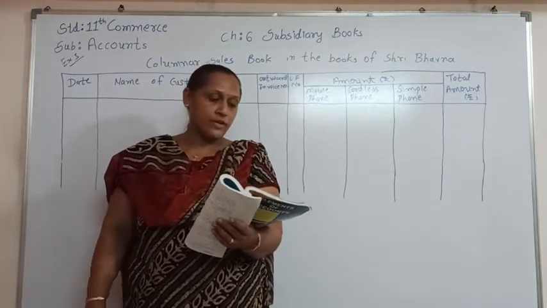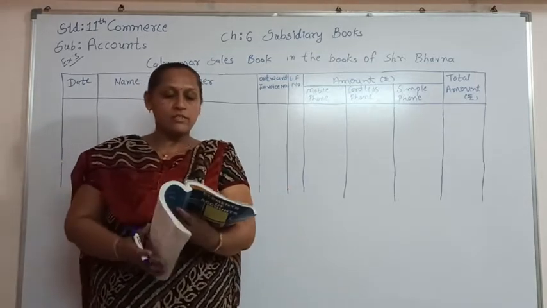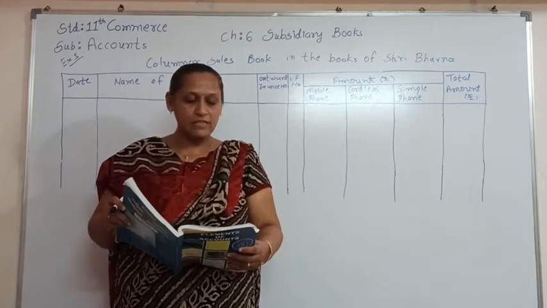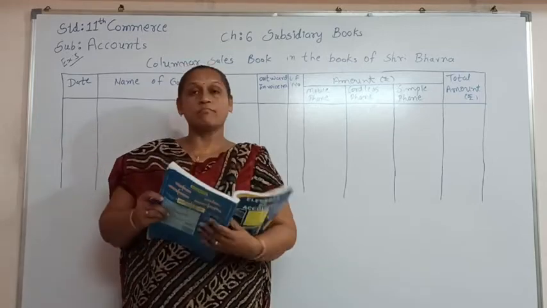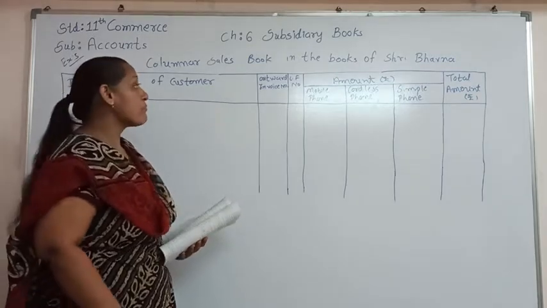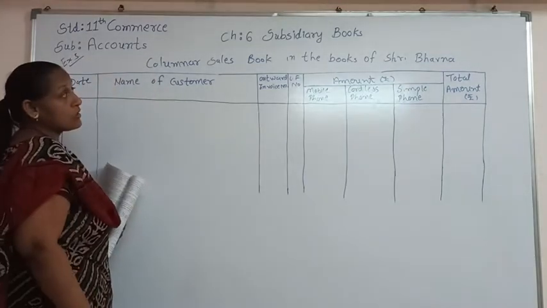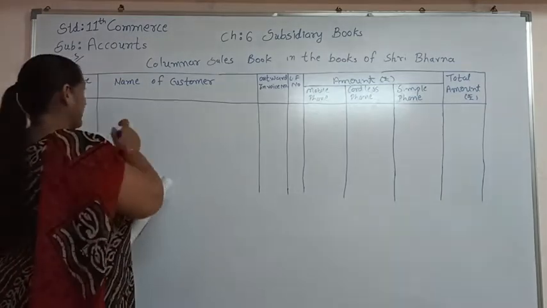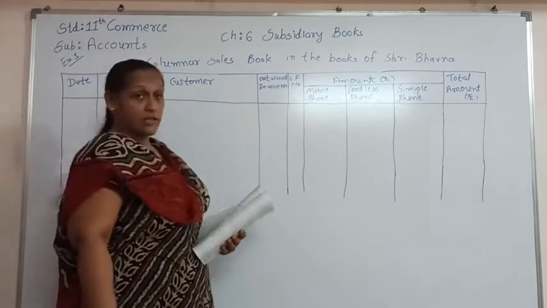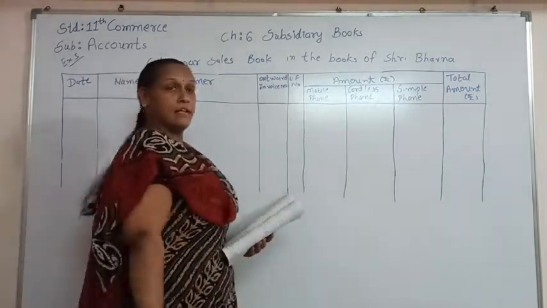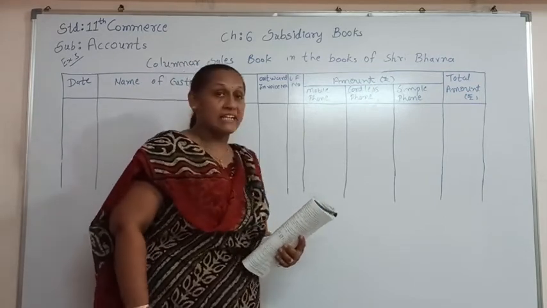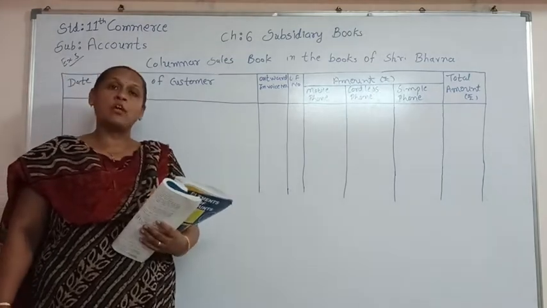Let's see sum number 5. From the following transactions of Sri Bhavna Telecom, prepare a Columnar sales book. Bhavna Telecom sells mobile, cordless phone and simple phones. So here we have to prepare a Columnar sales book for different types of goods. Columnar sales book in the books of Sri Bhavna. Here we have to prepare columns like date, name of customer, outward invoice number as it is a sales book, then ledger folio number, mobile phone, cordless phone and simple phone, and total of them. This is how we are supposed to prepare the Columnar sales book.